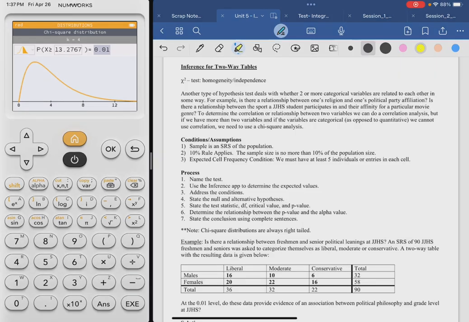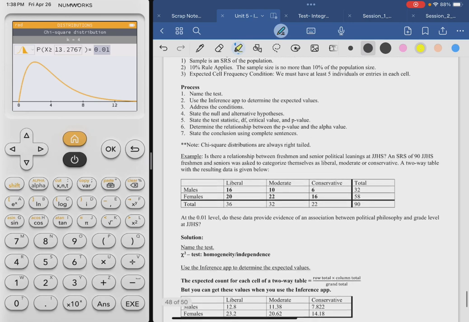So the last thing that we're going to cover is the chi-square test for homogeneity and independence. Calculator can handle that too, which is good. Same conditions and assumptions. I mentioned before that when we deal with two-way tables, that's two variables that we're looking to relate to one another. So it's really a test for independence to see if those two variables are dependent on one another or independent from one another. All right, but procedure-wise, name the test, use the inference app, address the conditions, and so on.